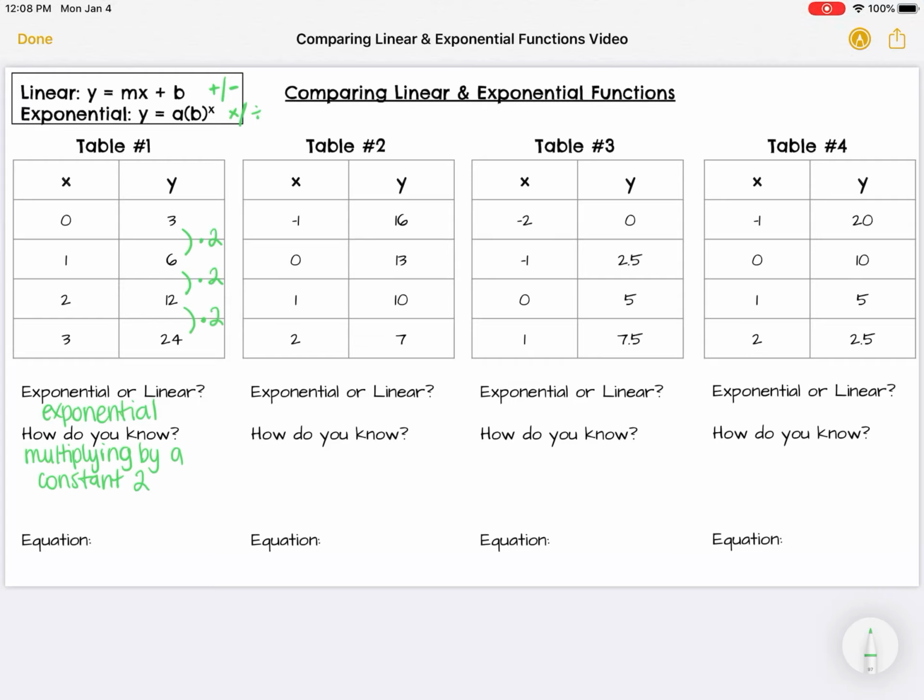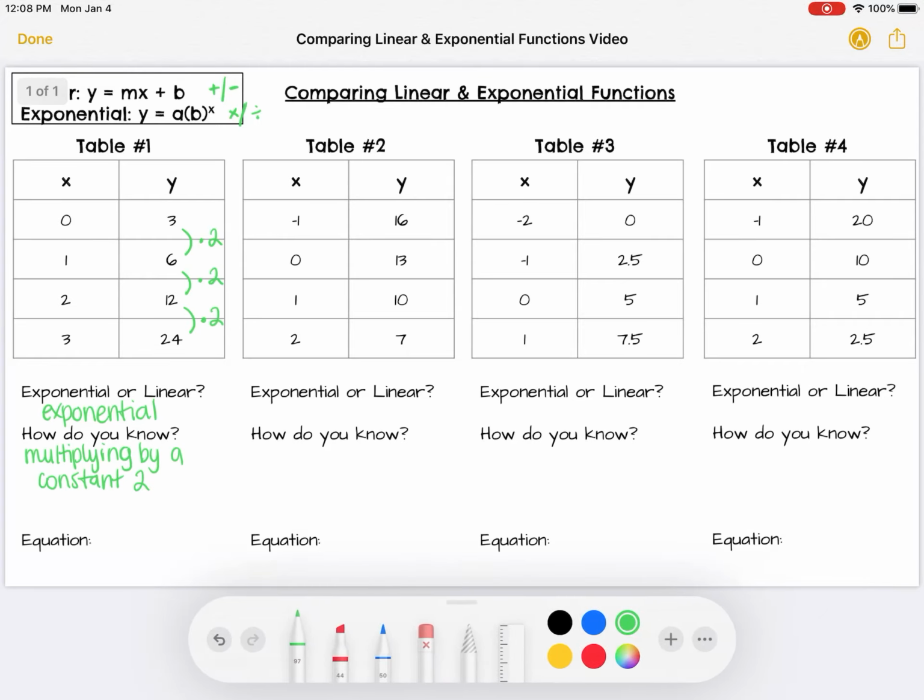Now I need to use the table to write an equation. So since I know the pattern is exponential, I'm going to be using my equation. I have it written up here in the top left, y equals a times b to the power of x. So I just need to plug in the correct value for a and b. A is always going to be my starting value. And by my starting value, I mean it is the y value wherever the y-intercept is. Okay, so the y-intercept is wherever x is 0.